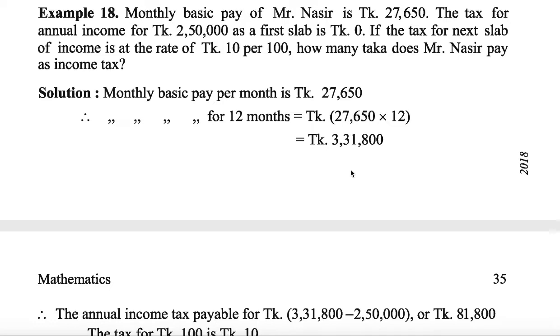See, this is 27,650 into 12, that is the annual salary, 3,31,800. Up to 2,50,000 there is no tax, so subtract 2,50,000 from 3,31,800, so that is 81,800. For each 100 taka you should pay 10 rupees, right? So dividing by 10 will give you the tax amount, that is 8,180 taka.